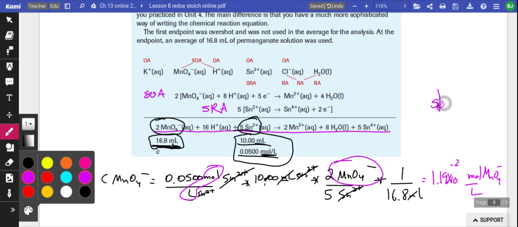And then you could go on and do step two, where you figure out the concentration of the reducing agent using this value now that we know it. Okay.